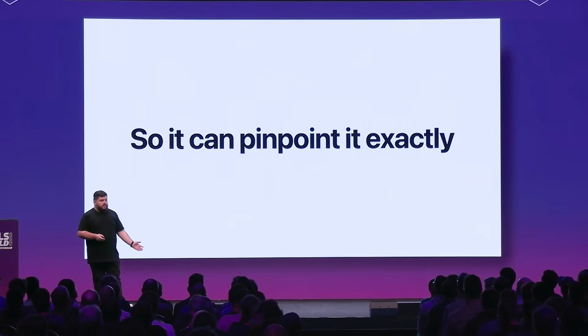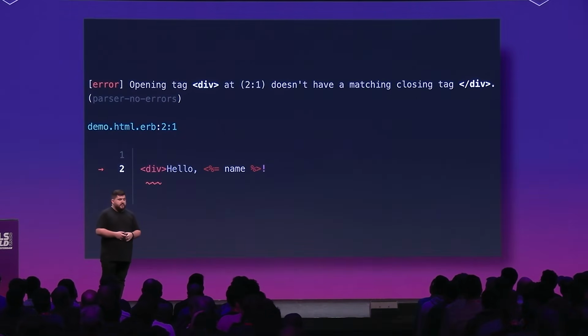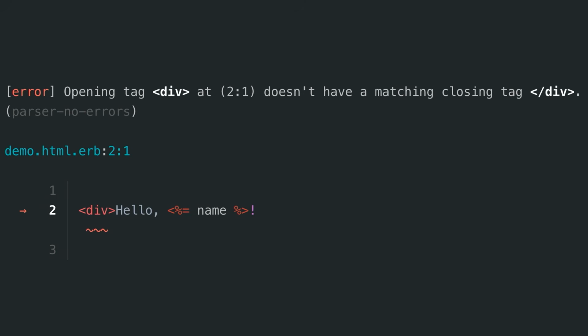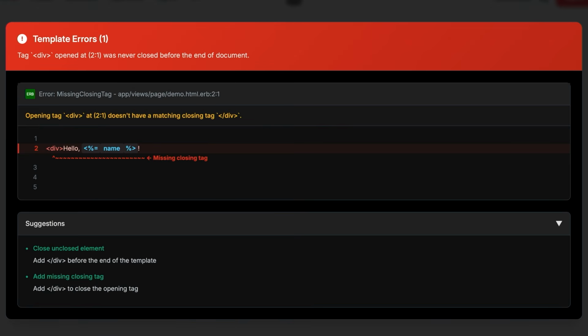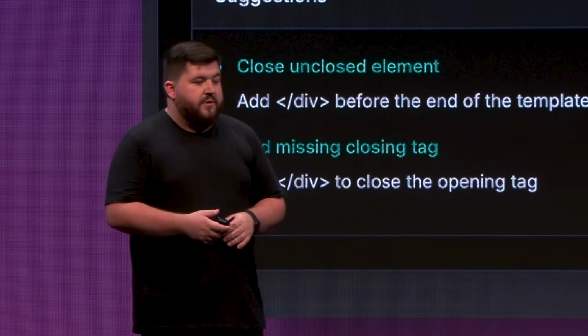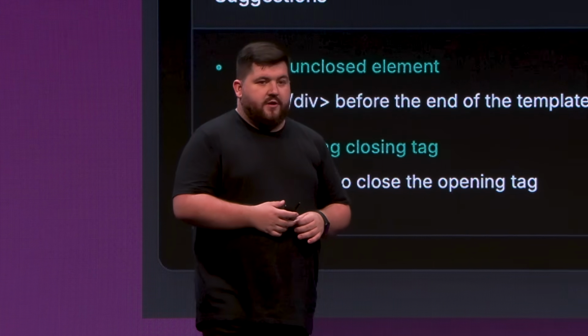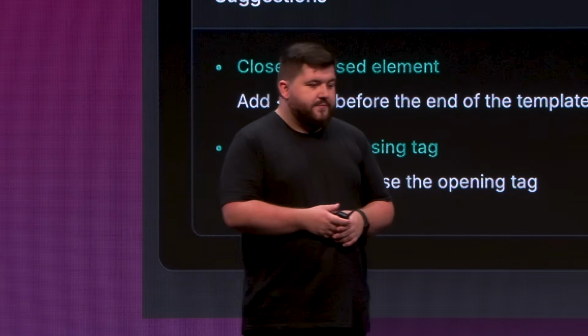The Herb parser knows where this is. It can pinpoint it exactly. And we already do this in the linter, so we can see where something is wrong about it. So let's bring this back into the browser. And when the browser is being opened and trying to request it from the server, we now show exactly where something is wrong in the templates, which makes it very much easier to debug what's wrong about it.